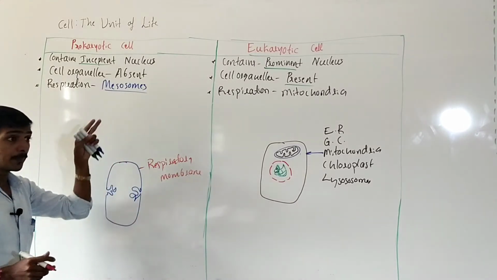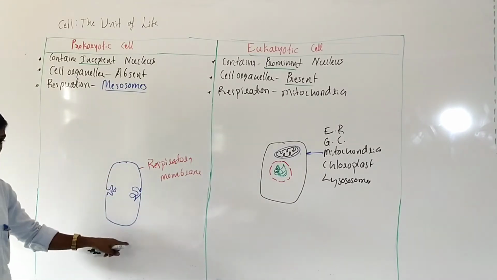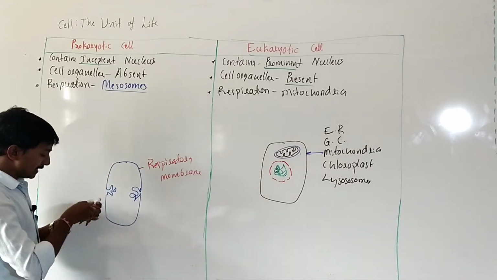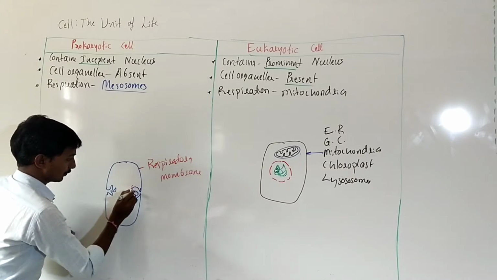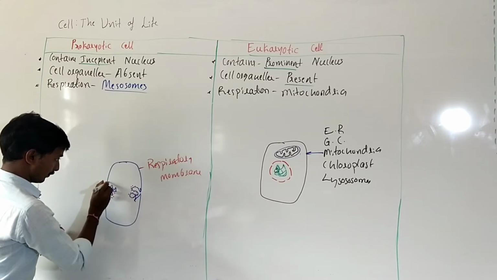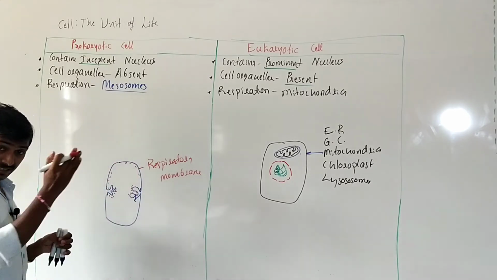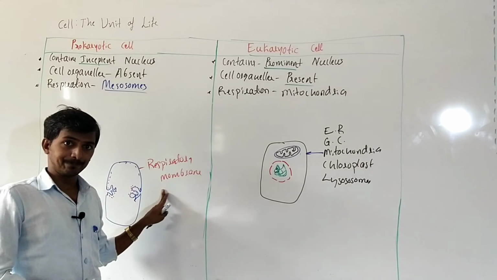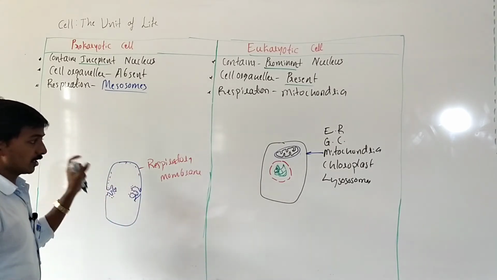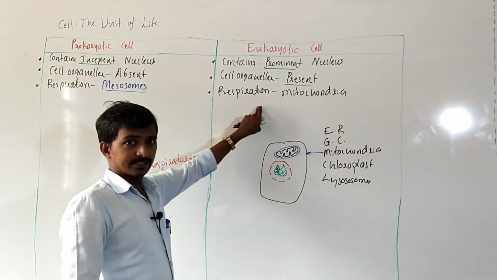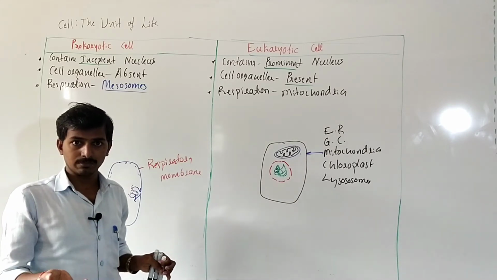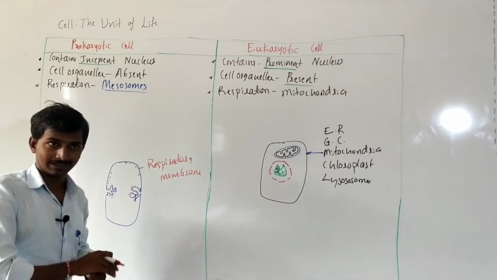In prokaryotes, the cell membrane is called a respiratory membrane since it contains the enzymes for respiration. Whatever enzymes are necessary for respiration are present on the inner side of the plasma membrane. Hence, it performs respiration. But in eukaryotes, the plant cell and animal cell, the membrane performs only transport and protection, but not respiration.